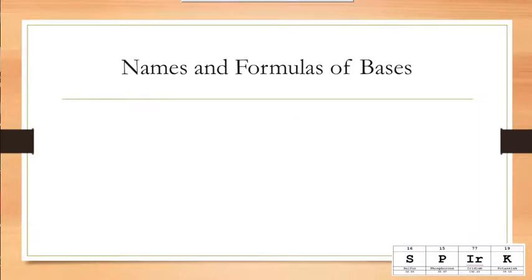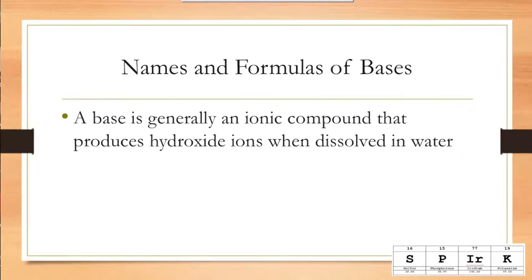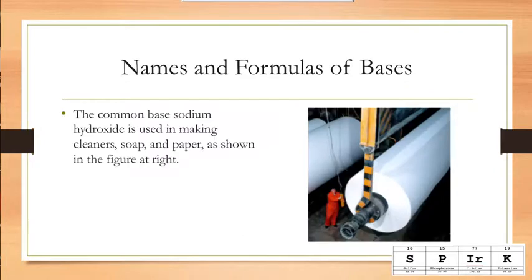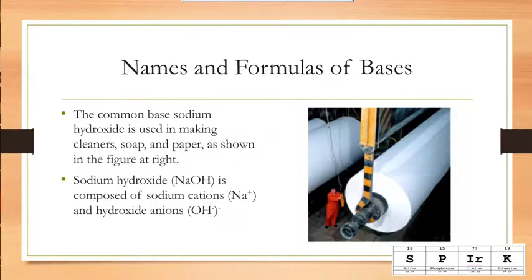So now that we talked about acids, we need to talk about bases. A base is generally an ionic compound that produces hydroxide ions when dissolved in water. And bases are named in the same way as other ionic compounds. The name of the cation is followed by the anion. So here we don't need to learn any new rules. This is just like naming ionic compounds. The common base sodium hydroxide is used in making cleaners, soap, and paper, as shown in the figure on the right. That's just a giant roll of paper.